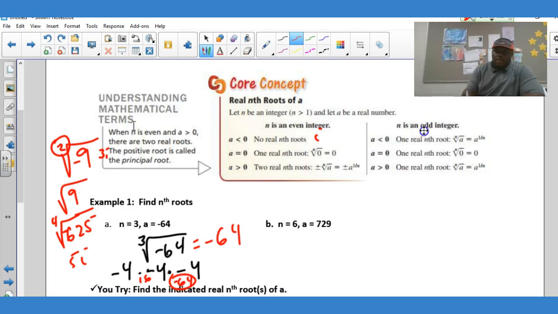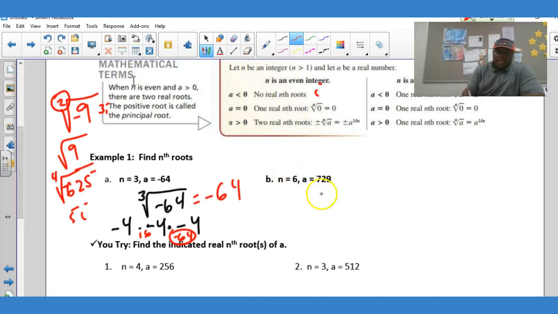But over here, when the integer is odd and the number is less than 0, you'll still get an answer. This is the 1 over n power of that number, and you can actually do this in your calculator. We'll talk about that in a minute. For this one over here, we got the 6th root. N is 6, so you have the 6th root of 729. Again, you can do that in your calculator. That's not a problem. As a matter of fact, let me show you.